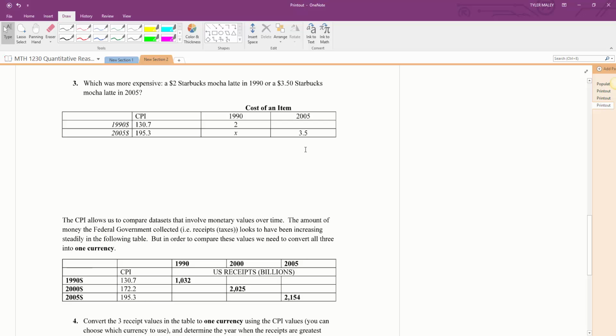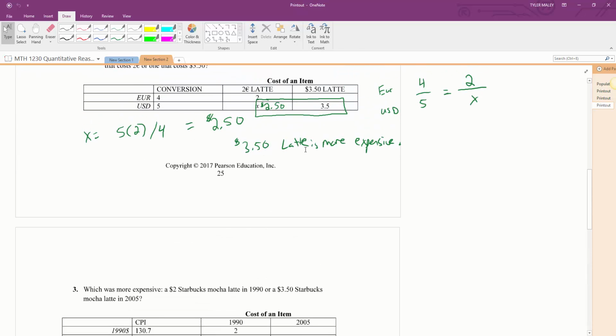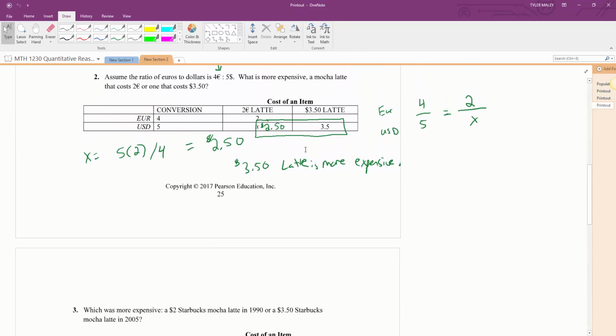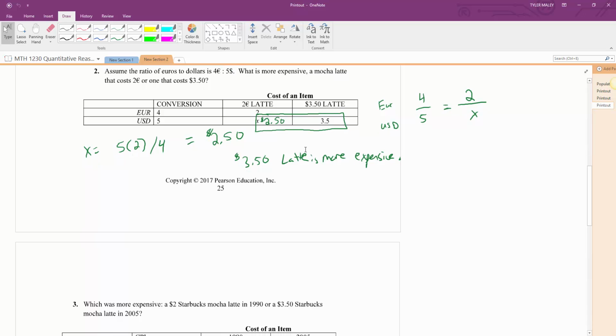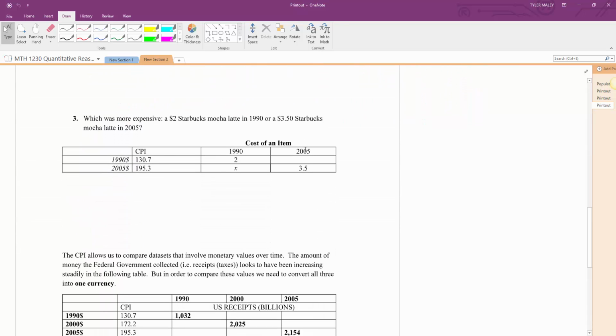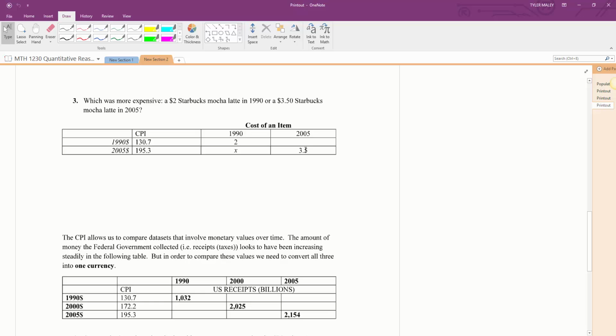So then number 3 is something kind of similar to that. It says, which was more expensive: a $2 Starbucks mocha latte in 1990 or a $3.50 Starbucks mocha latte in 2005? So this is very similar to number 2. Number 2 isn't using the CPI, but it's just helping us understand the similarity: converting between different currencies is essentially the same thing as comparing within US dollars but in different years. So trying to see that connection.